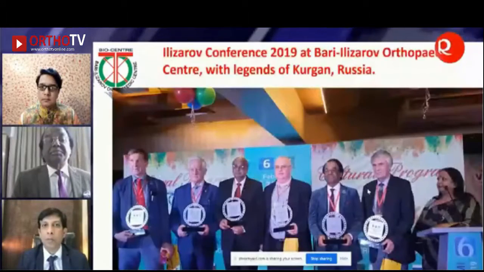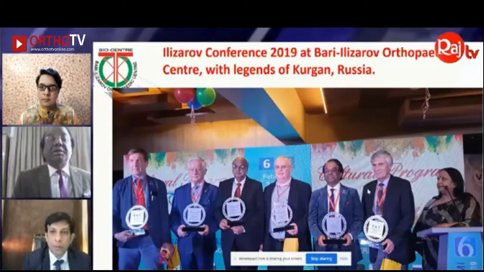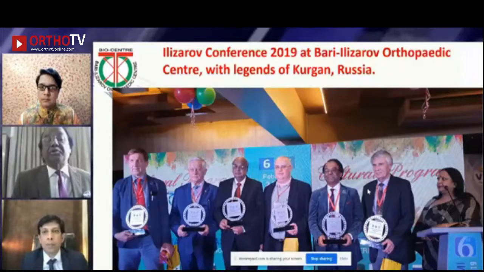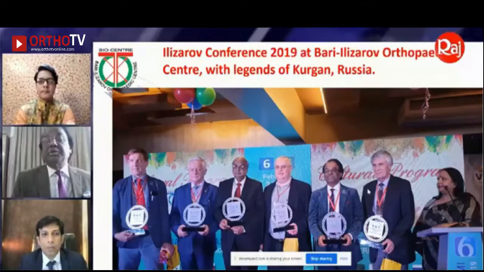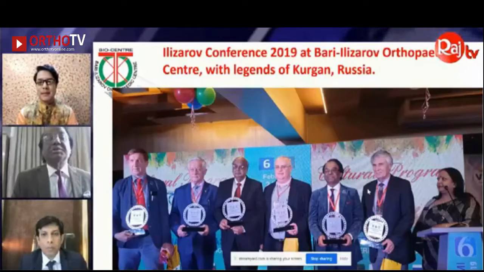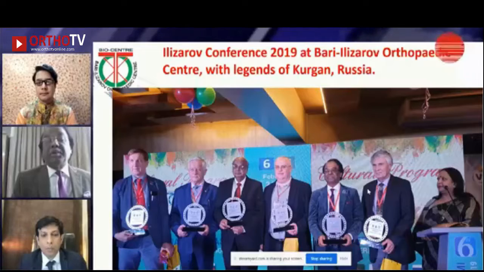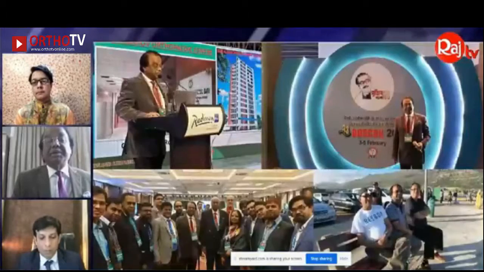So these are my publication books. This is Professor Shamsuddin with other Kurgan fellows, Professor Shivsov, Professor Novikov, Borjunov, and Klushin. On the right side, to my left, Professor Klushin, he is the only one man who is very well known for infection control of osteomyelitis in the world by the Ilizarov technique.